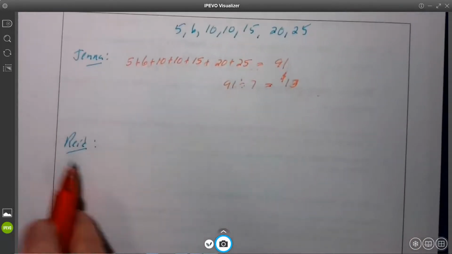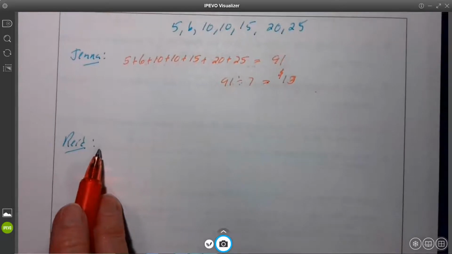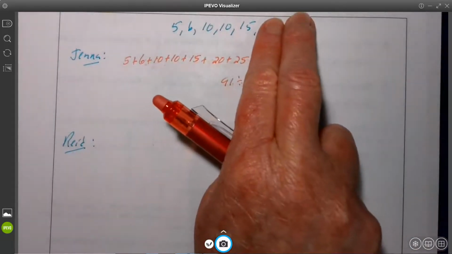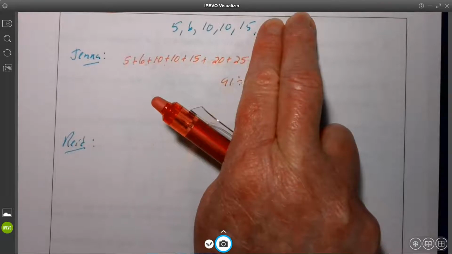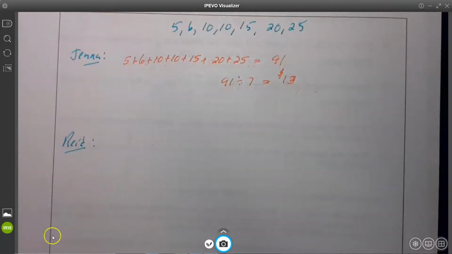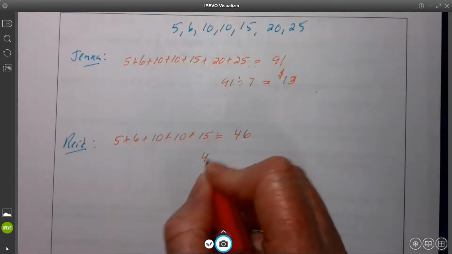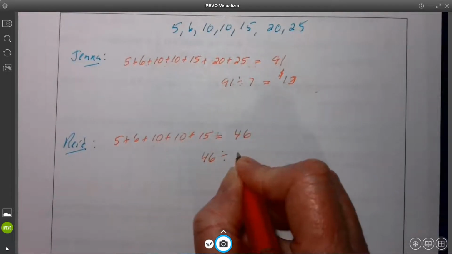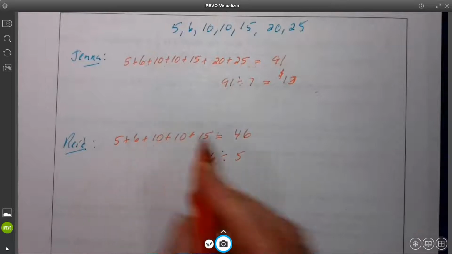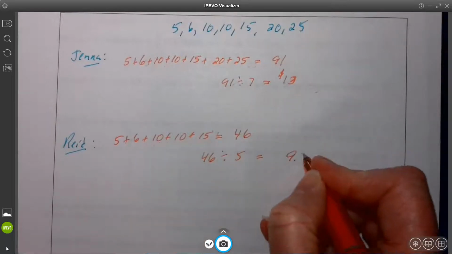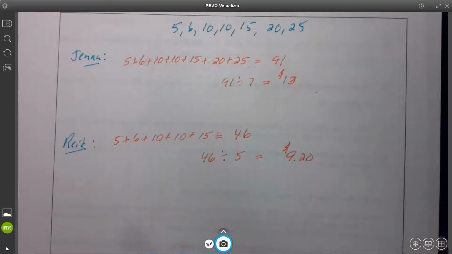Okay, so now I want you to do it for Reed. Pause yours again. And remember, Reed is cutting off 20 and 25. He's cutting those 2 off. Okay, go find the average for Reed. Go. So with Reed, when you added it, you got $46, and you're going to take 46 and divide by 5, because there's 1, 2, 3, 4, 5 pieces of data. And here you're going to get $9.20.